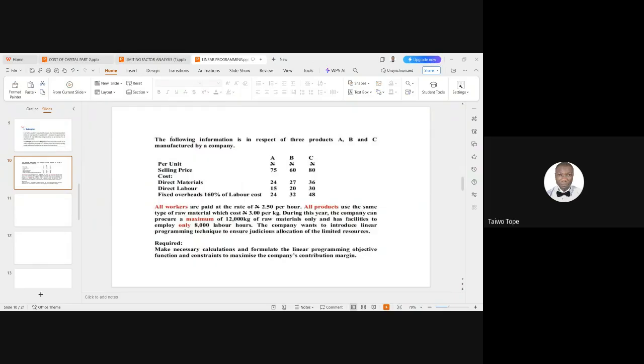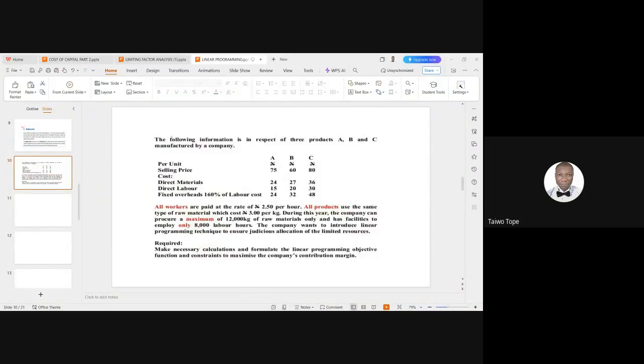And it has facility to employ only, which means they cannot employ labor beyond what? 8,000 hours. Beyond 8,000 hours, the maximum they can employ is people that will work for them within 8,000 hours. Take note, this shows the limit, the maximum they can go. So the company wants to introduce the linear programming technique to ensure judicious allocation of the limited resources.